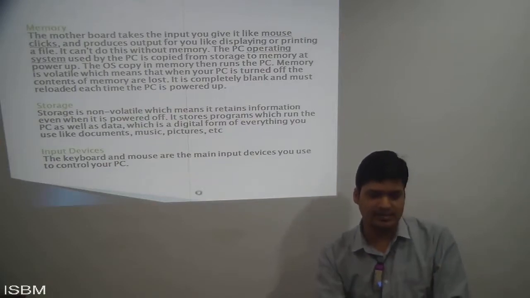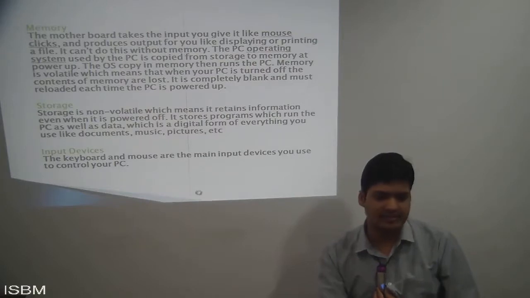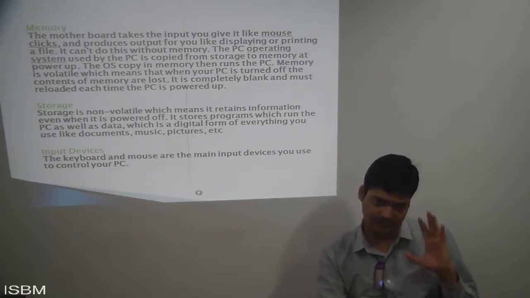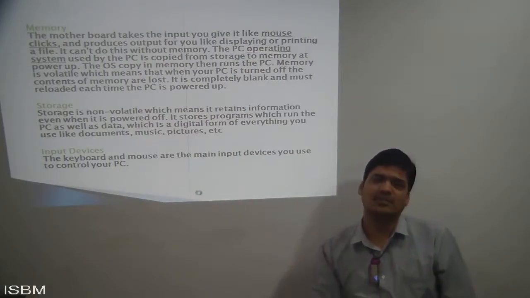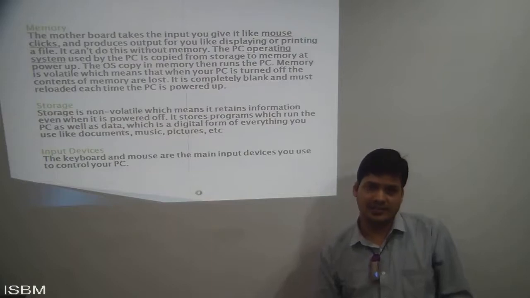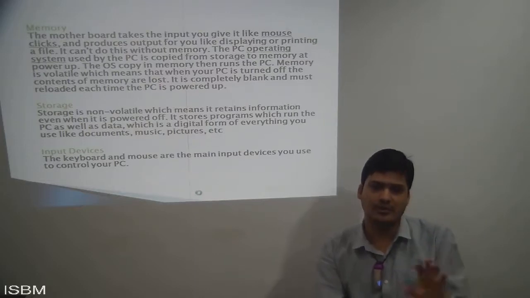Then second is the storage device. Storage is non-volatile, which means it retains information even when the power is off. It stores programs which run the PC as well as the data, which is the digital form of everything you use: documents, music, pictures, etc. Storage is nothing but where you can store everything. It's not volatile. Suppose your system is turned off or your power is gone, it will keep everything where you have stored it.